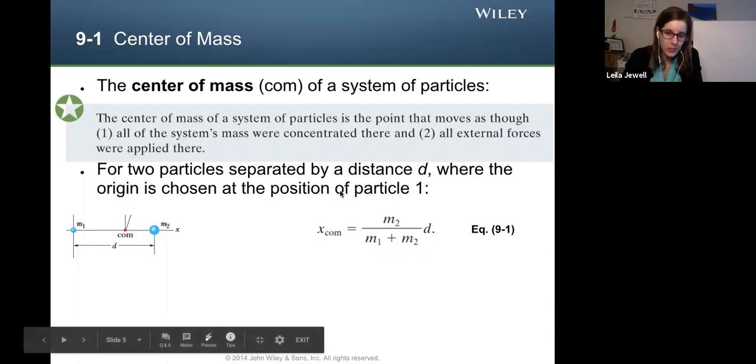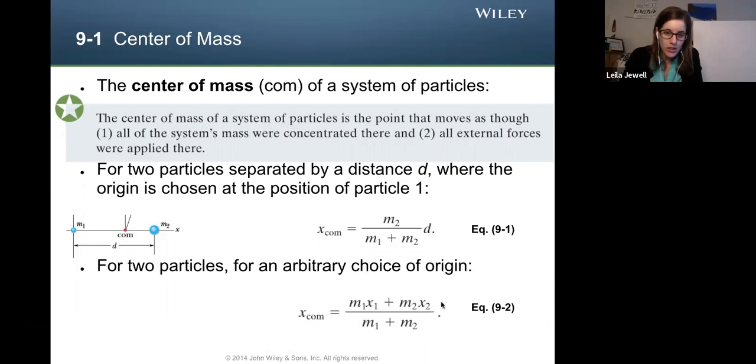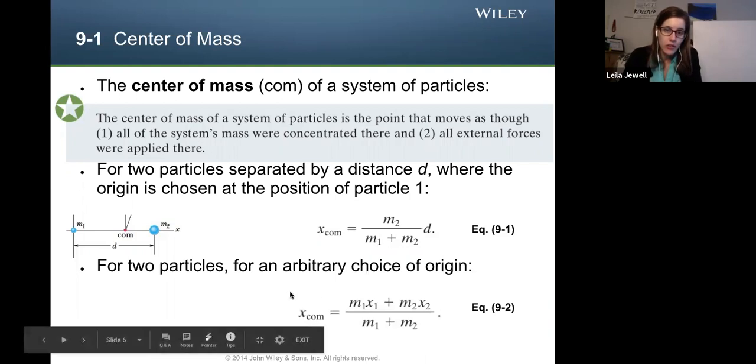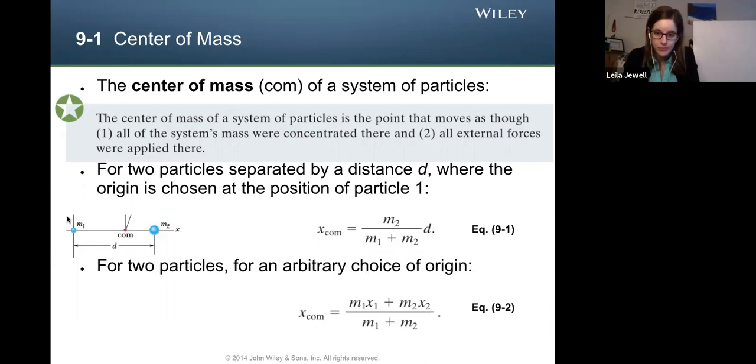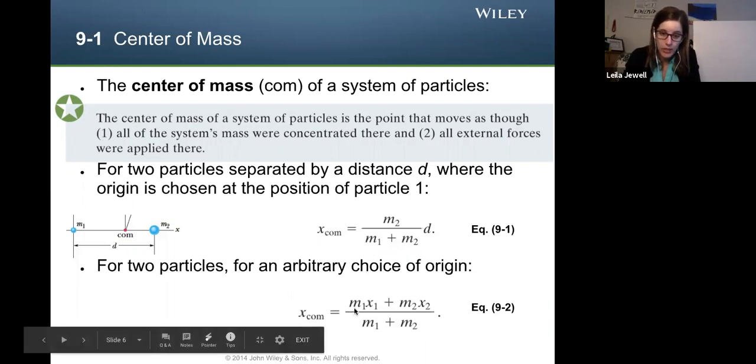Now, this is not our most general equation. We can make it more general if we have an arbitrary choice of origin, right? If we don't assume that m1 is at x equals 0. So if it's at some other position, then we could calculate it with the amount of mass in particle 1 times its position plus the amount of mass in particle 2 times its position. And then once again, divide by the total mass. Because we're trying to get a weighted average of positions, but we don't actually want the masses to be making the position itself bigger.